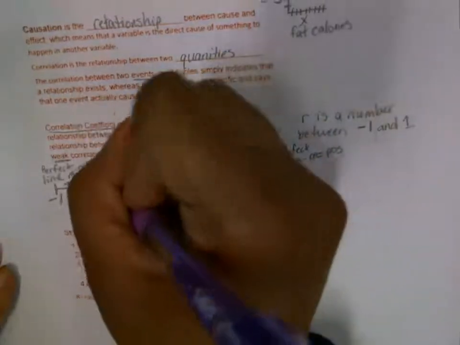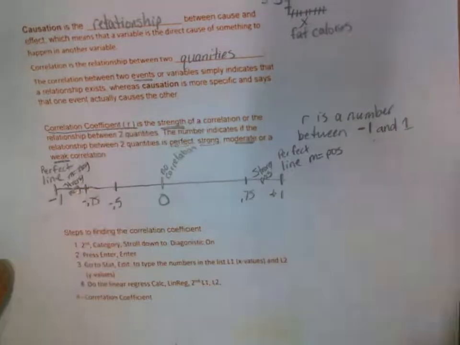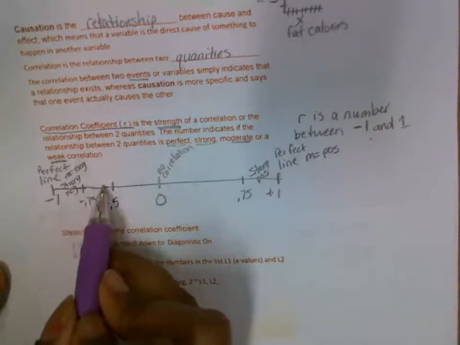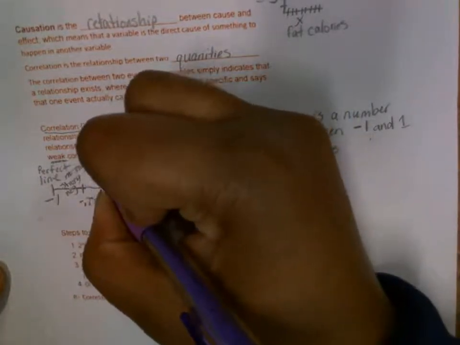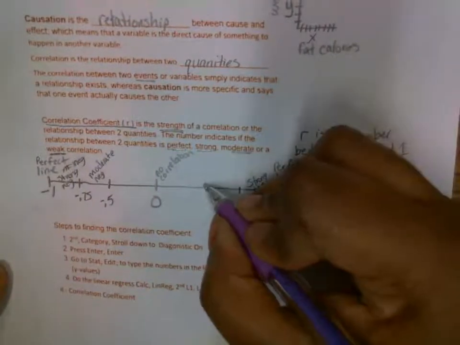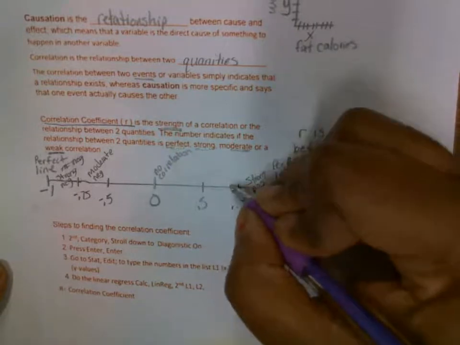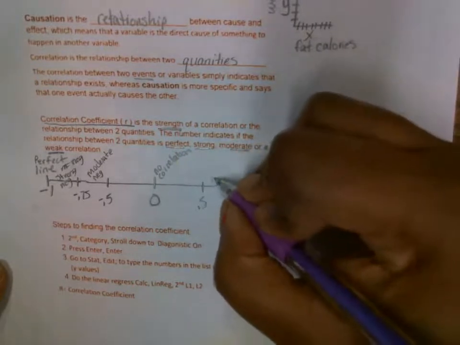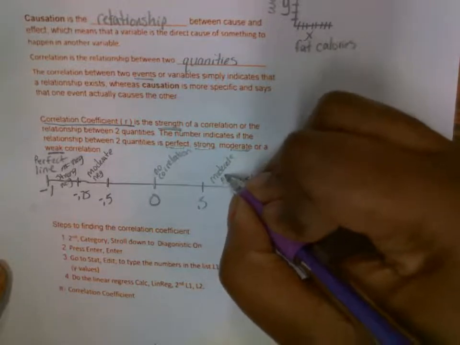Now in the middle, on this side, let's find the middle mark. This is -0.5 over here. The numbers that are here in the middle are moderate. This is going to be a moderate negative correlation. And on this side, positive 0.5. The numbers in between here are going to be a moderate positive.